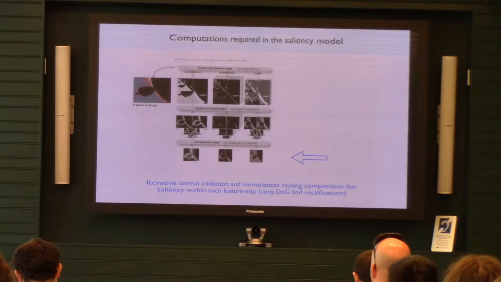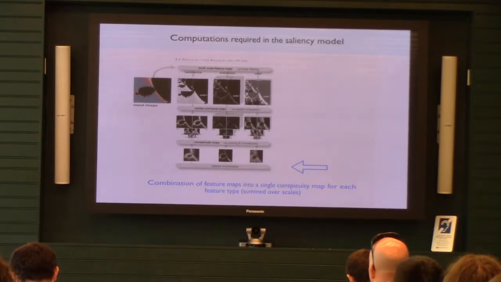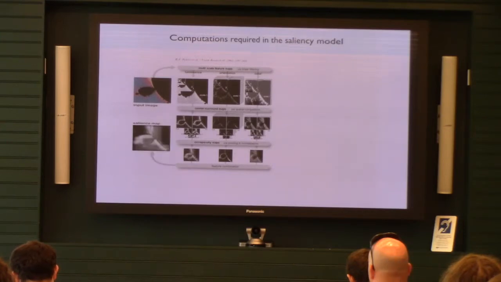And then they perform this lateral inhibition and normalization, basically to get rid of the noise. So you suppress the signal in the surround, and you perform this successively, and then you combine these feature maps into a single conspicuity map, and then you have the saliency map. So again, if you want to read about details of this model, you can look at those papers that are cited there, or just look at the Itti and Koch saliency model.